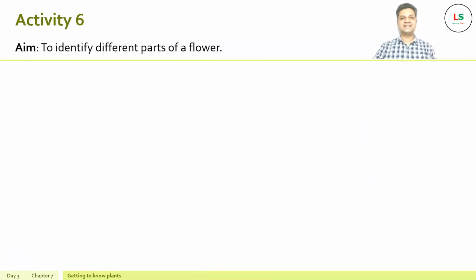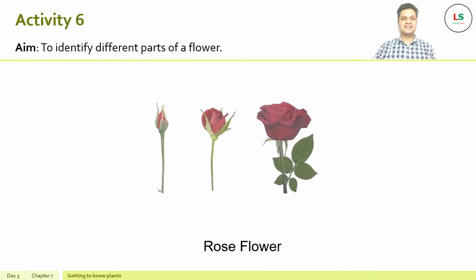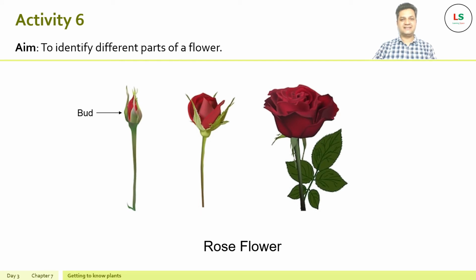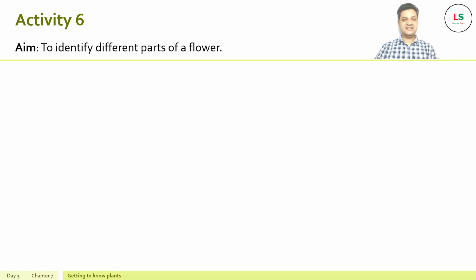The aim of the activity is to find the different parts of a flower. Here we have a rose flower and this is its bud. The green portion is the sepal and the colorful portion of the flower is the petal. Let's see some more details about the flower. A flower has petals, sepals, stamens and pistils.